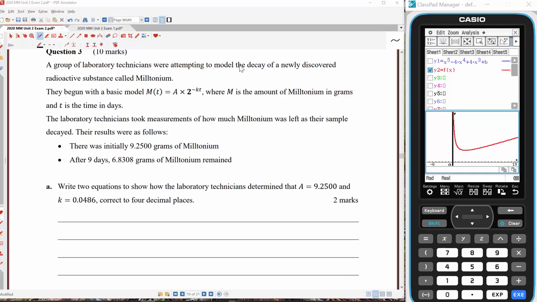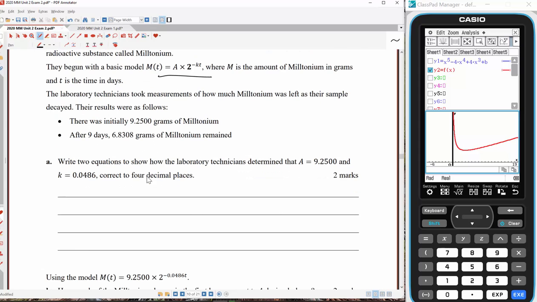A group of lab techs were attempting to model the decay of a newly discovered radioactive substance called miltonium. This is the exponential model that we want to follow, base 2. There was initially that, after 9 days there was that. Two equations show how they determined that A was equal to that, K was equal to that.